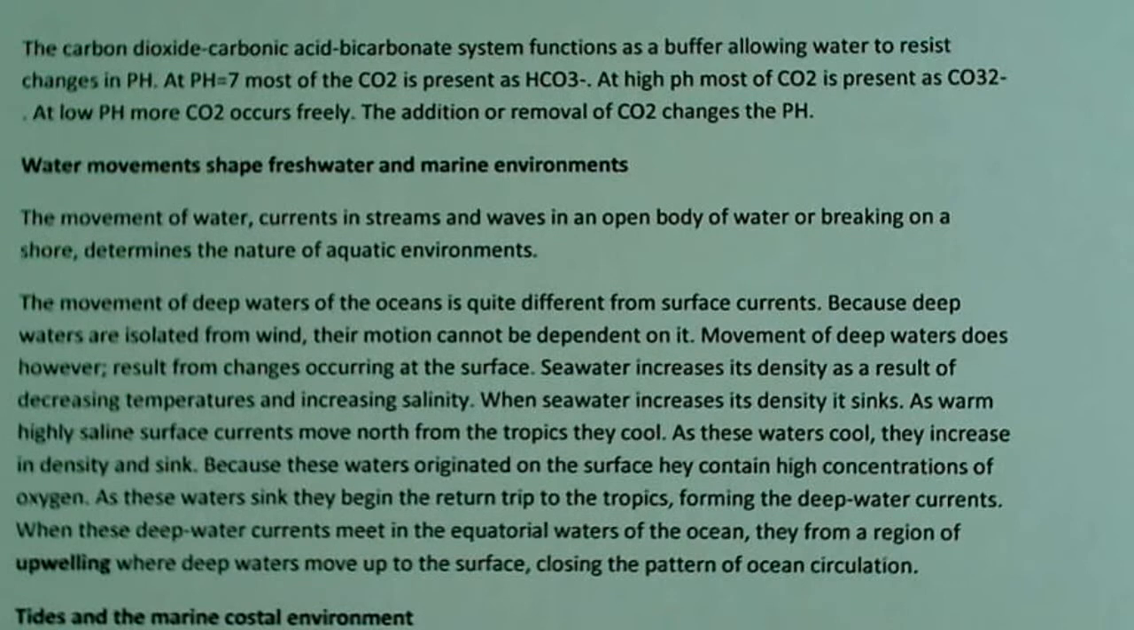Because these waters originated on the surface, they contain high concentrations of oxygen. And as these waters sink, they begin to return deep to the tropics, forming the deep water currents. When these deep water currents meet in the equatorial waters of the ocean, they form a region of upwelling where deep waters move up to the surface, closing the pattern of ocean circulation.